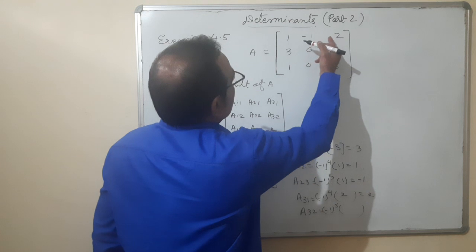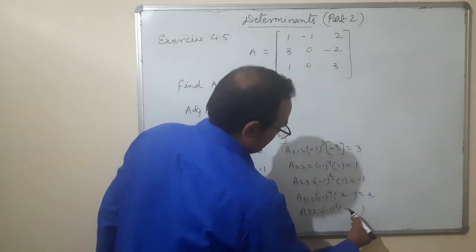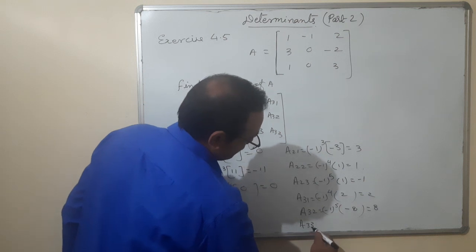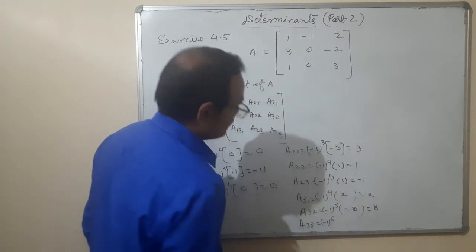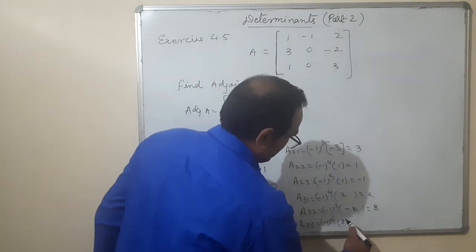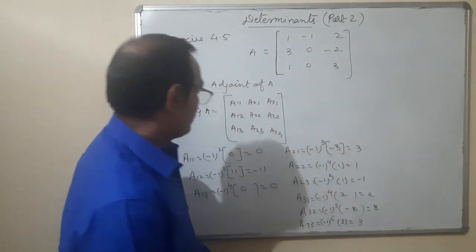Minus 2, minus 6, minus 8, and it is coming plus 8. And finally, A33 is minus 1 to the power 6. Third row, third column, 0, and it is plus 3. So the result is 3. Okay.